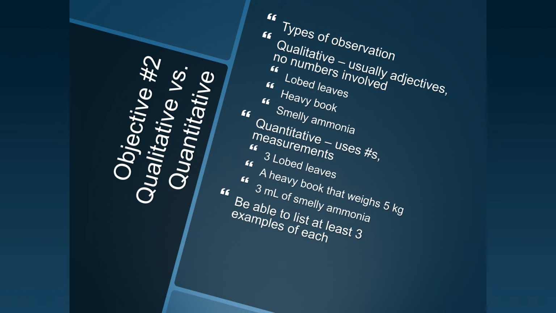Those words look really similar, but if you look at the beginning portion, you might find a clue. I like to think of quality for adjectives and quantity for numbers. You should be able to identify statements, whether they're qualitative or quantitative. You should also be able to give me examples of things that are a qualitative observation or a quantitative observation.